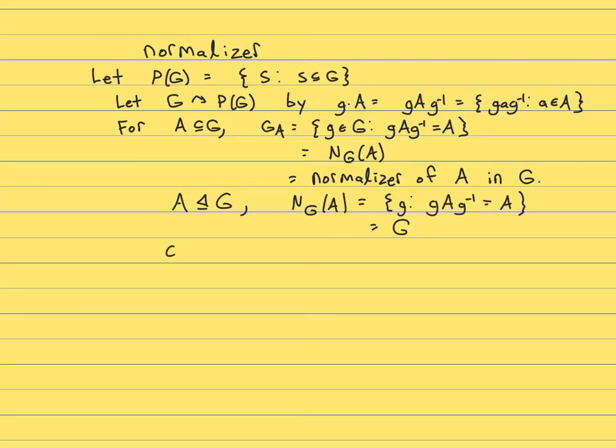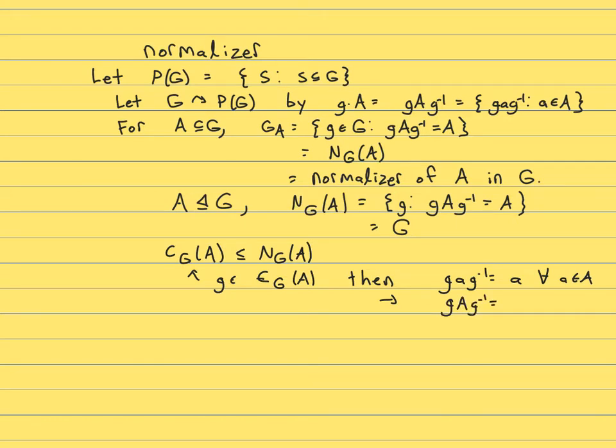And it's not too hard to see that we have this inclusion of subgroups. One just checks the definition. If g is in the centralizer, then what do we have? We have gag inverse equals a for all a in A. But then that tells you that gAg inverse, with capital A, is definitely equal to capital A, which definitely tells you that g is in the normalizer.